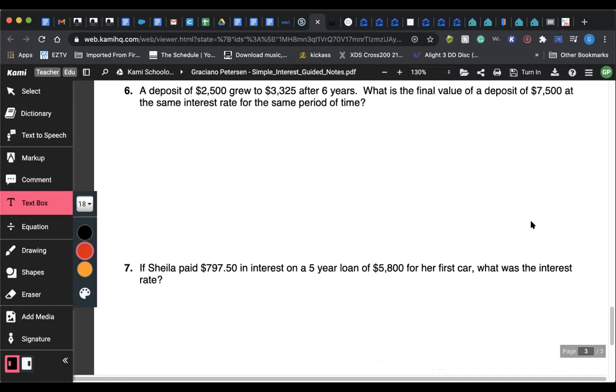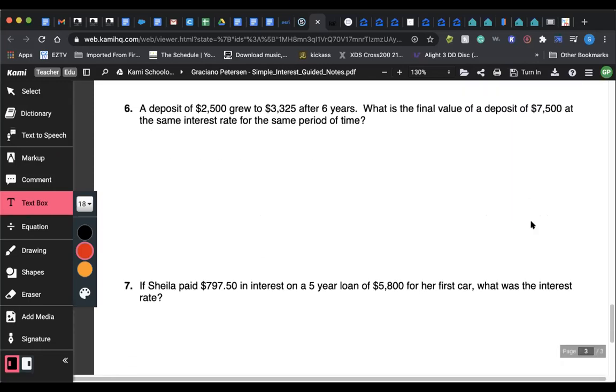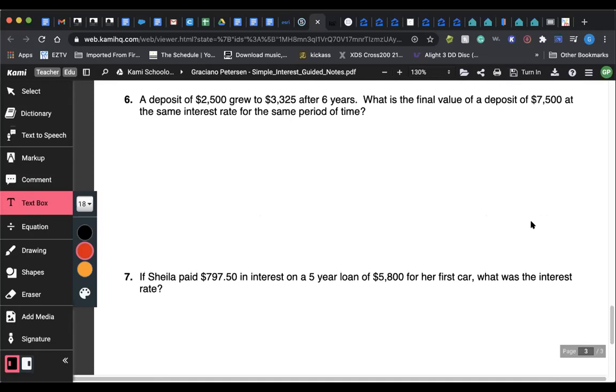All right, number 6: a deposit of $2,500 grew to $3,325 after 6 years. What is the final value of a deposit of $7,500 at the same interest rate for the same period of time? Okay, what are we doing here? What are they trying to get us to figure out? There are two parts: the rate and the time.